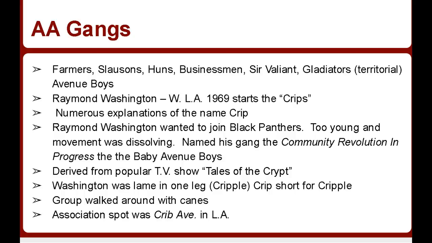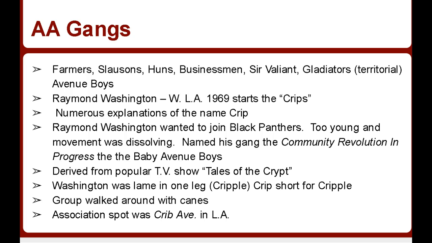Now, during this time, you had a number of African American gangs that were pretty well established. You had the Farmers, the Slossons, the Huns, the Businessmen, the Surveillance, the Gladiators, and the Avenue Boys. I mean, these were all fairly territorial groups that were in South Central LA and the Compton area. Raymond Washington, like I said, was in kind of the West LA, but more in the South Central down towards Compton. And he started a group that wasn't called the Crips initially. And therein lies a question, how did the name Crip come about? There's a number of different explanations, and I don't know if there's really any one explanation.